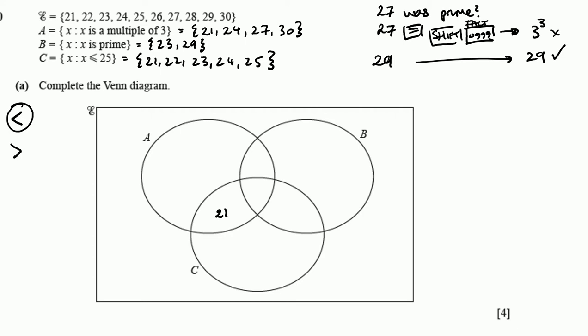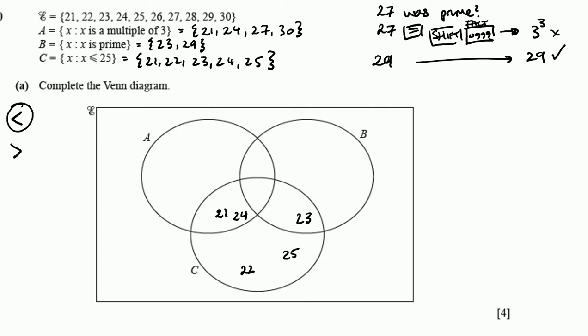22 appears only in set C, and this is the part of set C that belongs only to set C. 23 is in B and C, but it's not in A. 24 is in A and C, but it's not in B. 25 is only in set C.